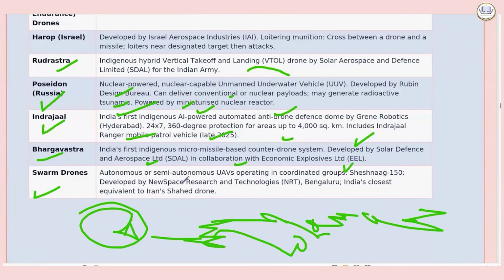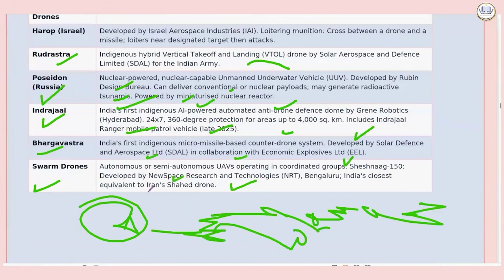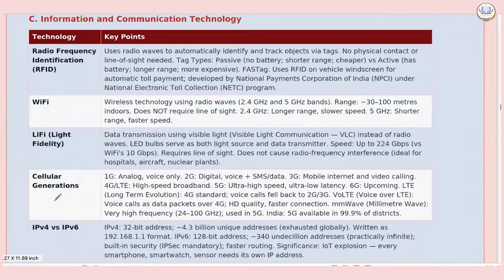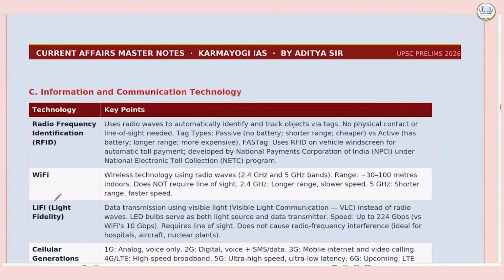Sheshnag 150 was developed by New Space Research and Technology, NRT Bengaluru. It is India's closest equivalent to Iran's Shahid drone, which created chaos. Pakistan also was using swarm drones, etc. We have another one, which is called the Kamikaze drone. That can also be important for your examination.